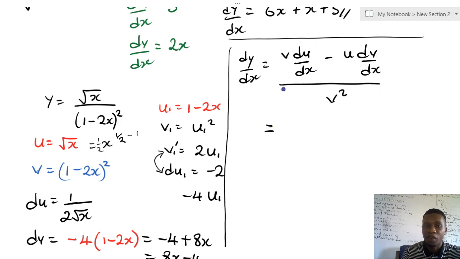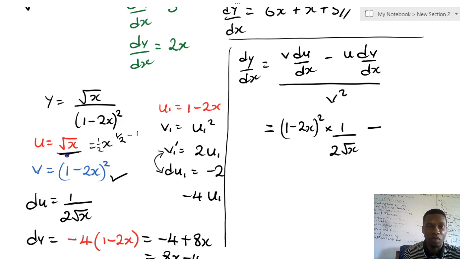So what is our v? Our v in this case is (1 minus 2x) raised to the power of 2. So we have (1 minus 2x) all raised to the power of 2, multiplied by our du/dx. What is our du/dx? Our du/dx is 1 over 2 root x, minus our u, which in this case is root x.